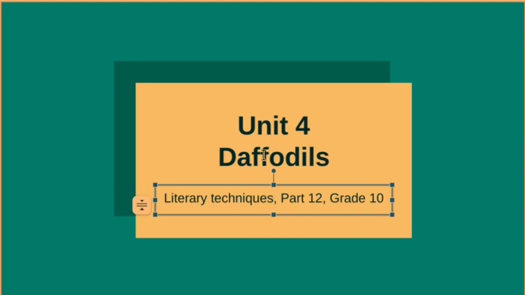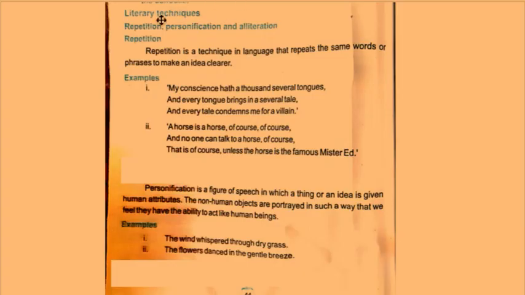Today we are going to do part 12 of Unit 4, Daffodils, from the book English Language for Grade 10, Balochistan Textbook Board, Quetta. In this lesson we are going to learn literary techniques: repetition, personification and alliteration.